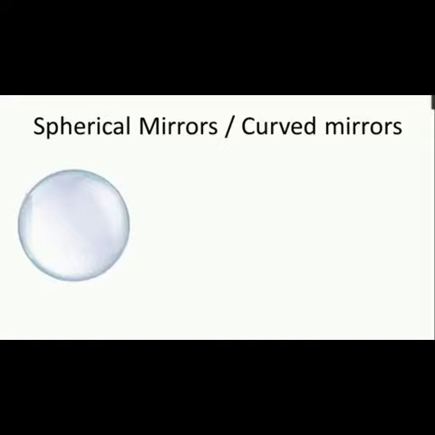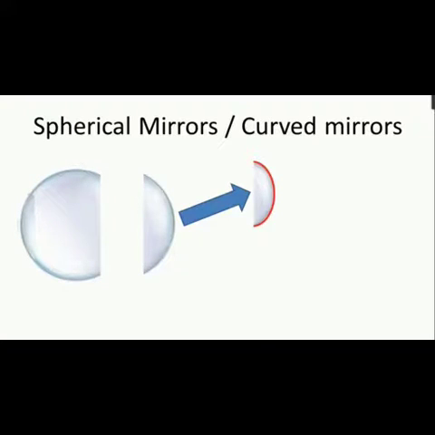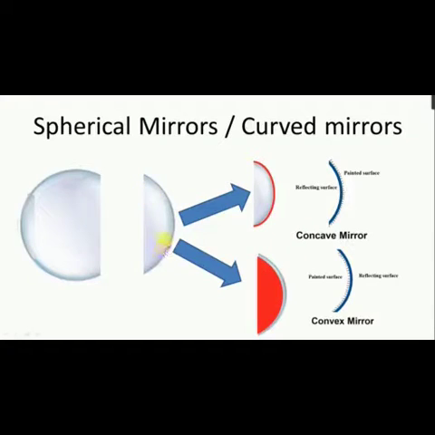As we all know, the curved mirrors are called spherical mirrors because they are a part of a sphere. So if you paint the outer side you'll get a concave mirror, and if you paint the inner side you'll get a convex mirror. Concave mirror is curved inward and convex mirror is curved outward.